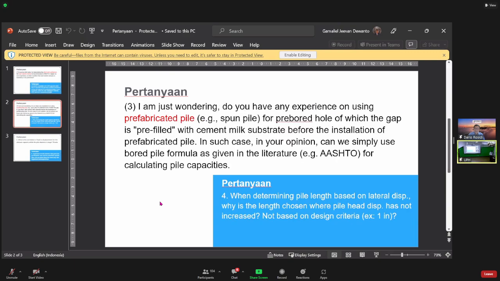Ya, pertanyaan ketiga ini mengenai file ini, Pak Dario. Bagaimana pengalaman Bapak tentang profile formulanya menurut literatur? Bagaimana juga menghitung bearing capacity-nya nanti, Pak Dario? Ini nomor 3 ya, prefabricated part for pre-bored hole. Ya, silakan Pak Dario.